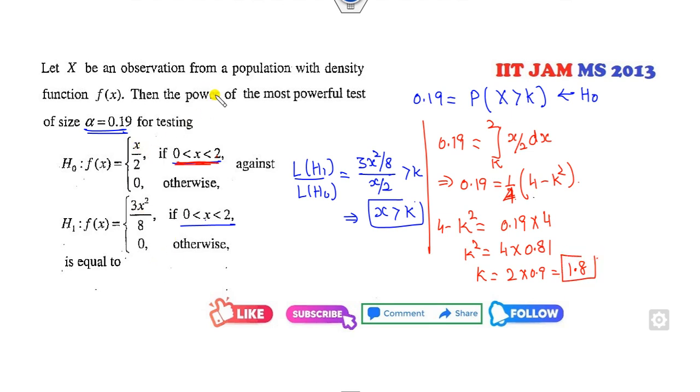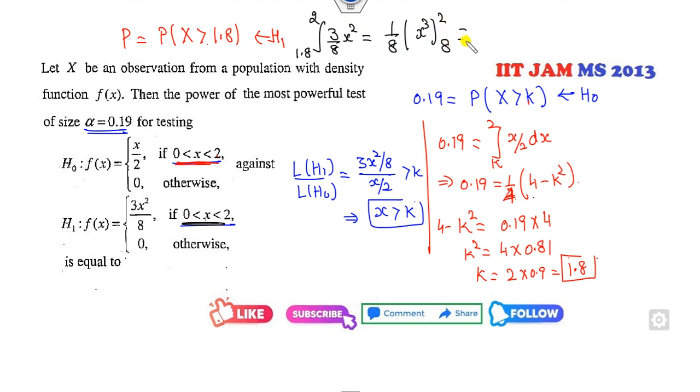Then the power of the test. Once you know that, what is the power? Probability of x greater than k, where k is 1.8, under the case of h1. So what is h1 here? Now you can integrate this from 1.8 to 2, 3 over 8 x square. So x cube will be, 1 over 8, x cube from 1.8 to 2. Now you can do the calculation. After the calculation you will get some result, and that is the required answer of this problem.